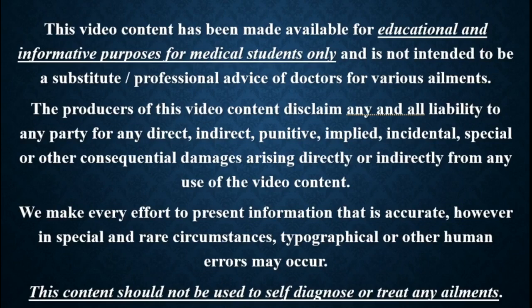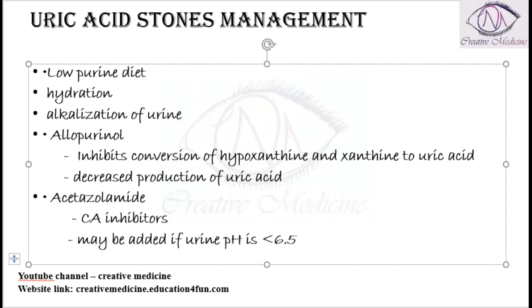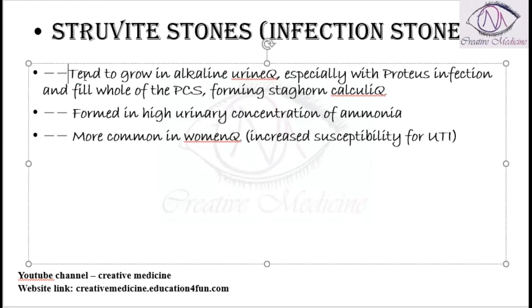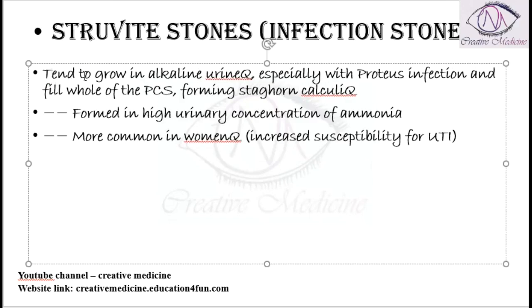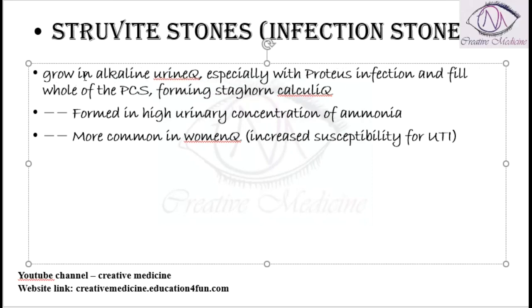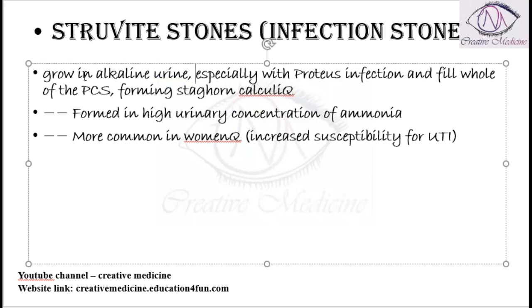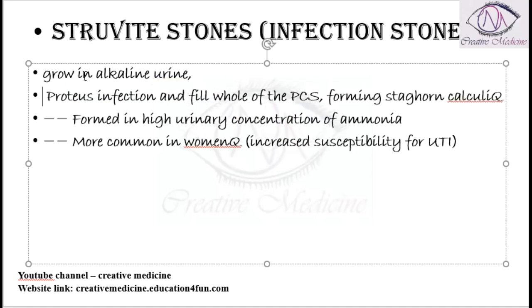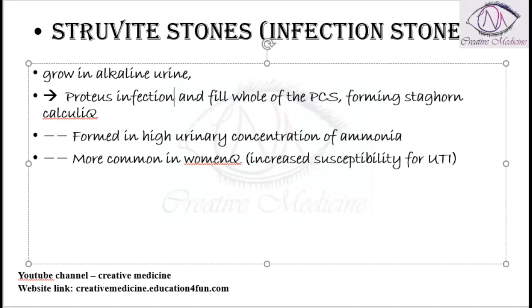In this lecture, we will learn about struvite stones, or we can also call them infection stones. These struvite stones or infection stones grow mainly in the alkaline medium, because the alkaline medium is important for their growth. This alkaline medium is mainly provided by the Proteus infection.